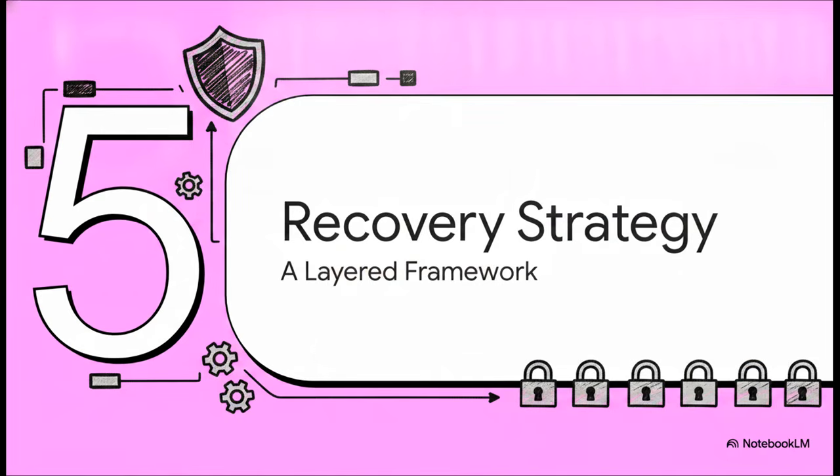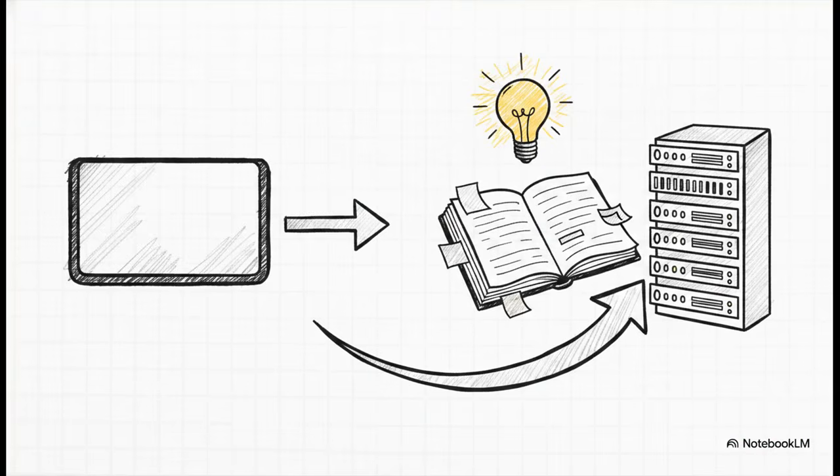Which leads us to our final section, Section 5, a bulletproof recovery strategy. Let's talk about building a layered disaster recovery framework. The absolute foundation of this strategy is realizing one simple truth. A raw configuration backup can restore state, but it does not restore understanding. Good documentation restores both. You really need a tested build document that captures the why.